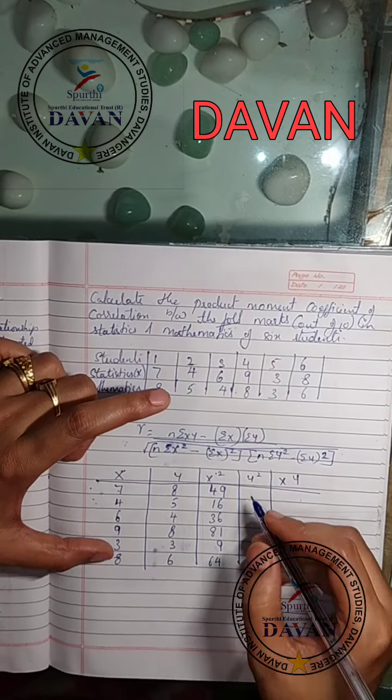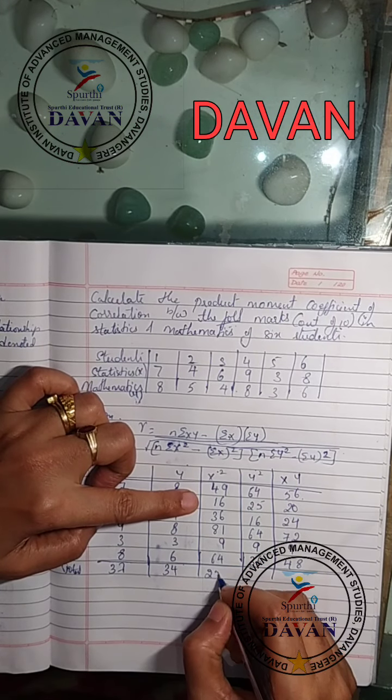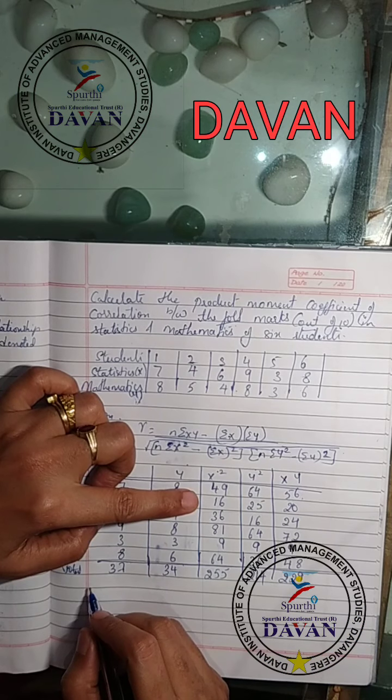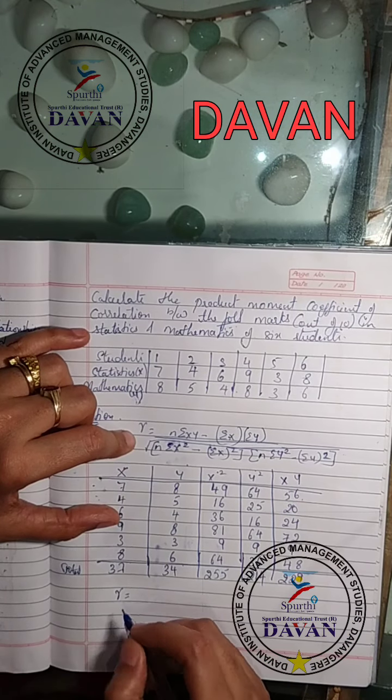So since we have summations here, I need to take the total of all this, because I have summation x, summation y, summation x y, all that. Summation x is 37, summation y is 34, summation x square is 255, summation y square is 214, summation xy is 229. So the product moment coefficient of correlation R is equal to, substituted in the formula.